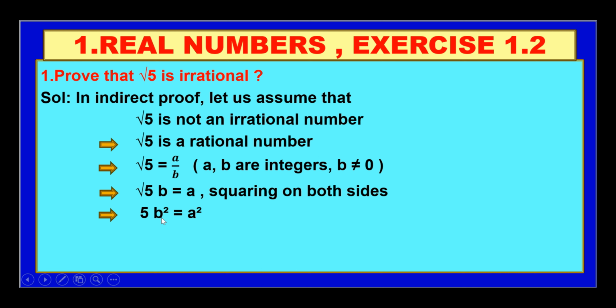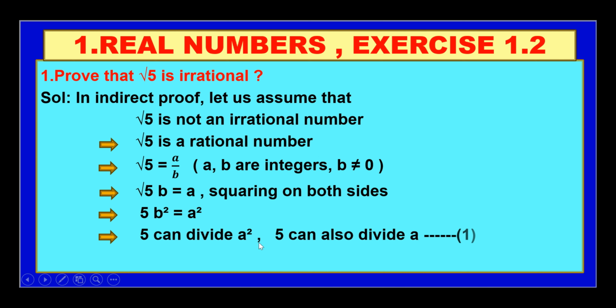Now 5b square is equal to a square, which means you can write a square as 5 into something, so a square is a multiple of 5. Since a square is a multiple of 5, this a square is divisible by 5, isn't it? What are the multiples of 5? 5, 10, 15, 20 and so on. All these are multiples of 5 and all these are divisible by 5 also. Therefore a square is divisible by 5, or in other words 5 can divide a square. If 5 can divide a square, then you can say that 5 can also divide a. It is the first conclusion. We arrived at 5 can divide a.